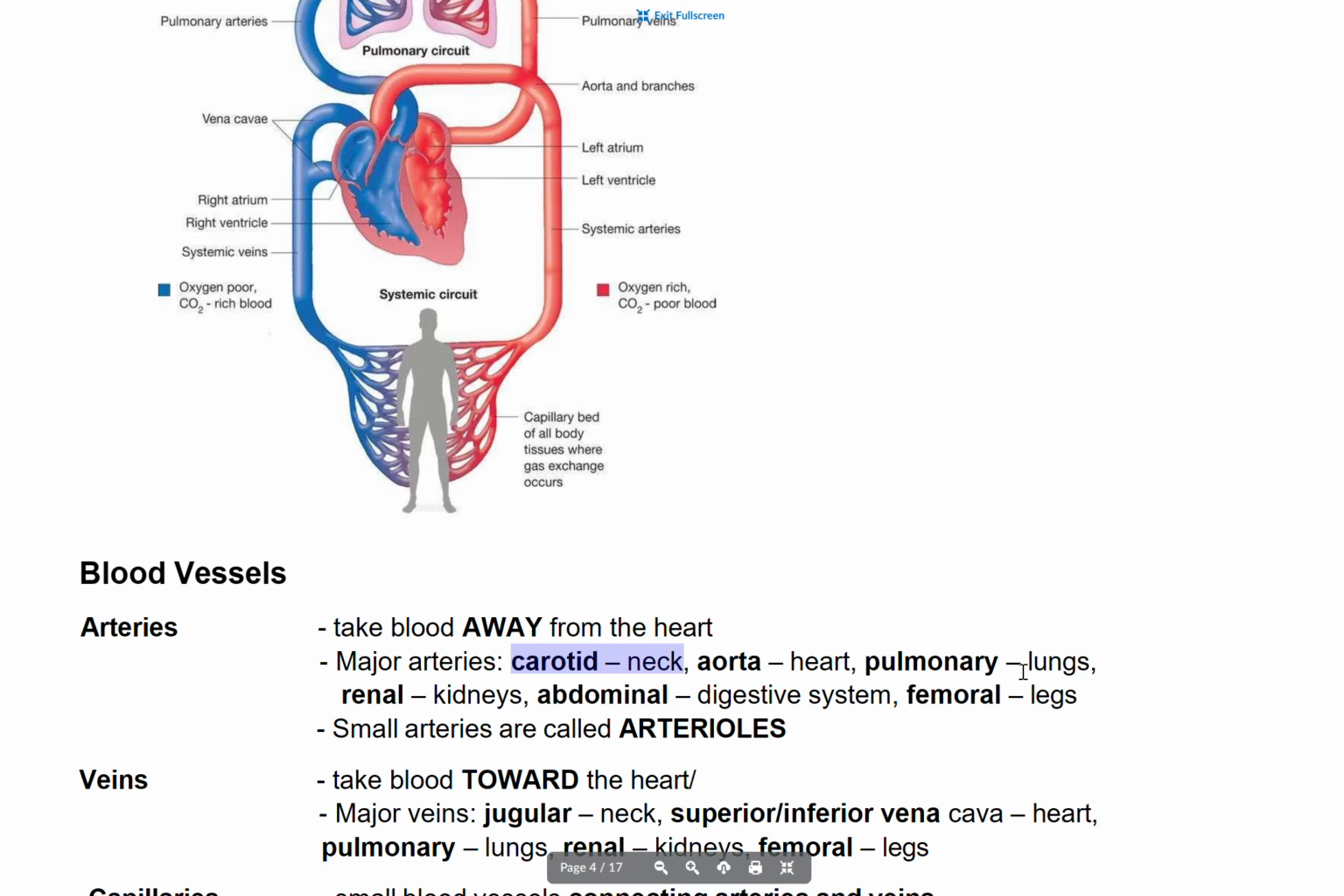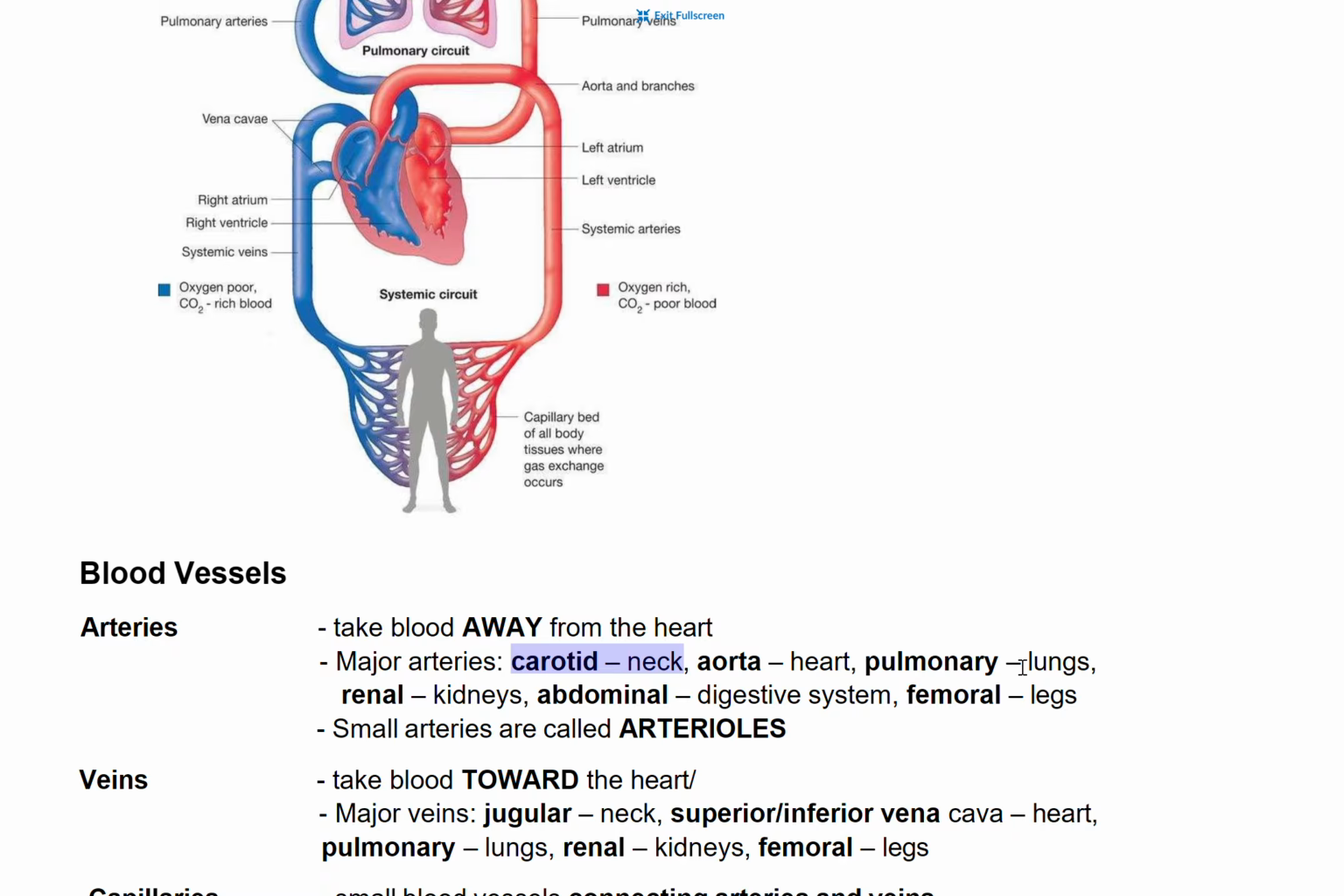The pulmonary one, which is the one that goes to your lungs. The renal artery is the artery that goes to your kidneys. The word renal means kidneys. The abdominal artery, which goes to the organs in your digestive system. The femoral artery, which goes to your legs.